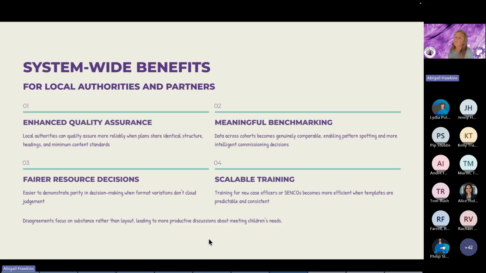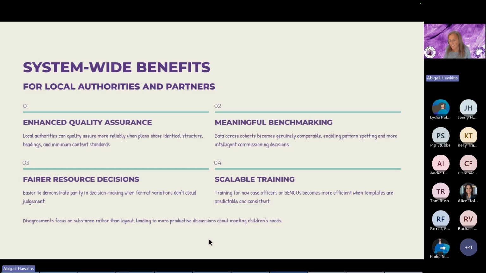I think system-wide, we've got benefits for our local authorities and their partners as well. So that's enhanced quality assurance, and that's how I met Phil in the first place from Envision 360. We were talking about quality assurance of EHCPs. Your local authorities can quality assure things a little more reliably. They're able to go back to their caseworkers and say, look, this one is not correct. They're able to challenge it, whereas at the moment, I don't think they are. They don't necessarily have all of that information.